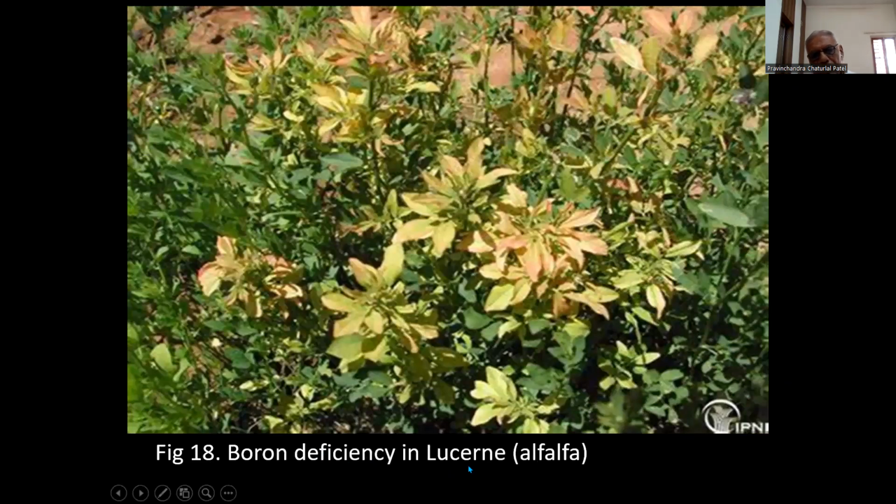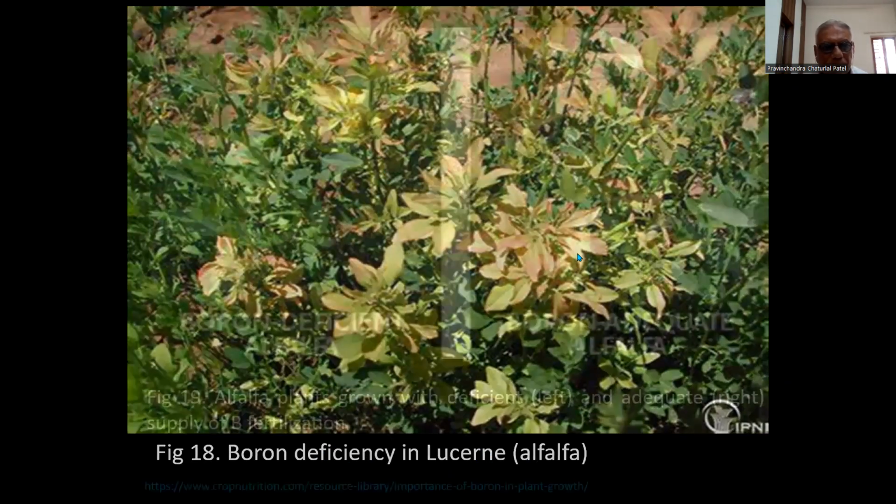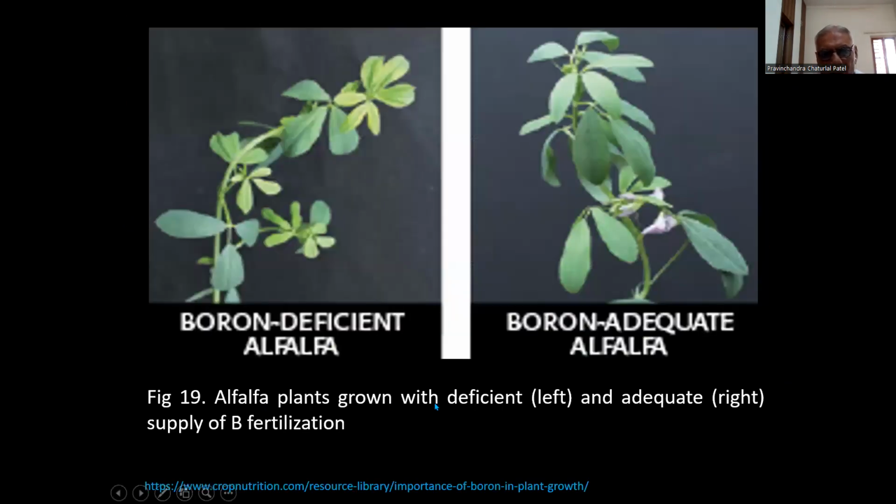Then boron deficiency in lucerne alfalfa. So you can observe it on the top leaves. Then the alfalfa plant grows with deficiency on the left, you can see here, whereas adequate boron is on the right side. So better growth of the lucerne or alfalfa when we supply the boron fertilizer through borax or boric acid, or we can spray with boric acid.